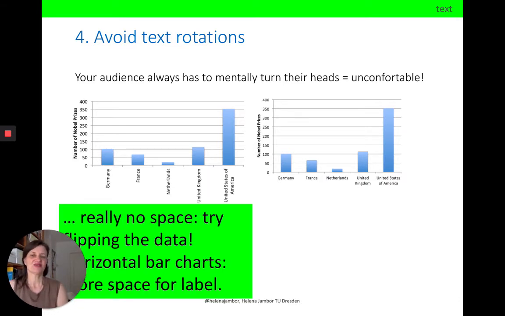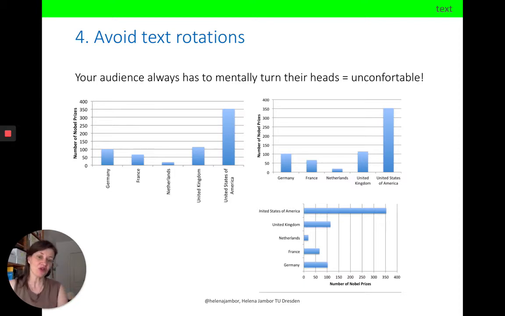And if there is really no space at all, try flipping the data. If you do not show this data as a vertical bar chart, but instead a horizontal bar chart, you suddenly create a lot of space for even the longest titles, such as the United States of America. So this was the first point about layouting of text. So do not use text rotation.